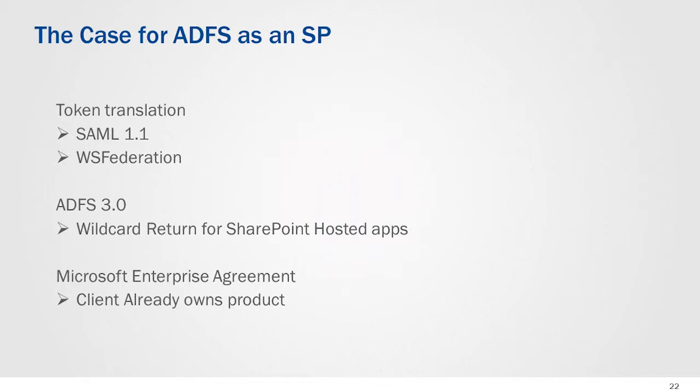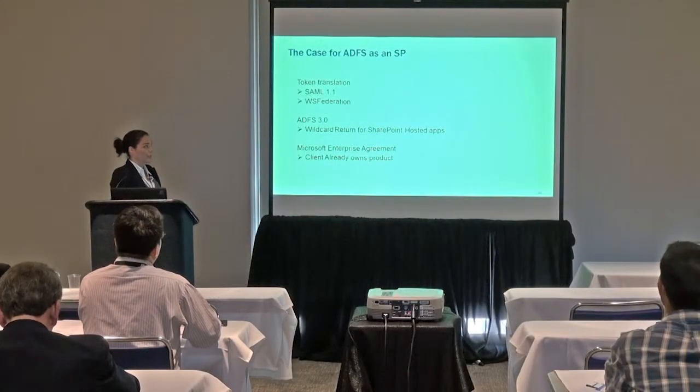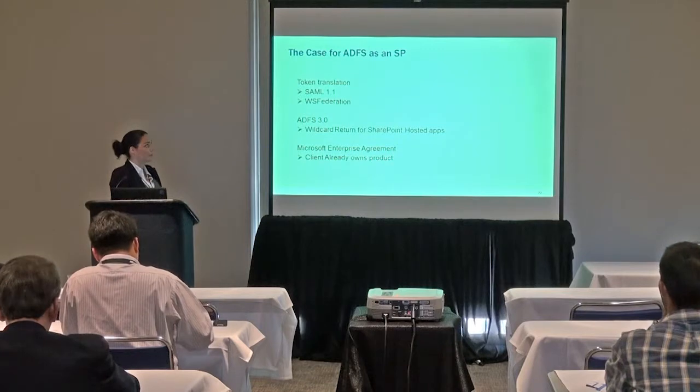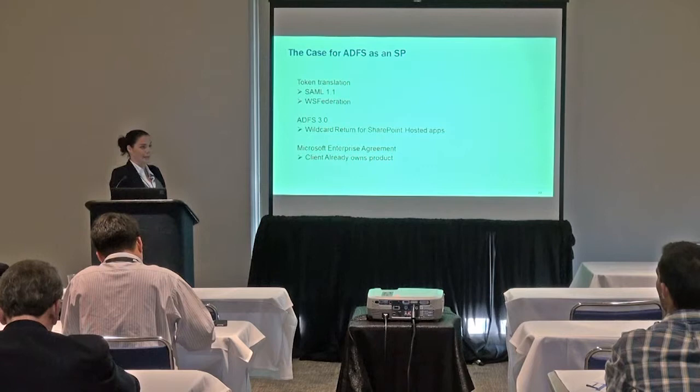The same way that you could link an external identity provider to your service, which you are publishing, you can do the same thing within your own network. So the reason to go with ADFS was for token translation to SAML 1.1, which was required, or SAML P relay, and WS Federation. So they also had SharePoint hosted apps, which was only supported by ADFS 3.0.